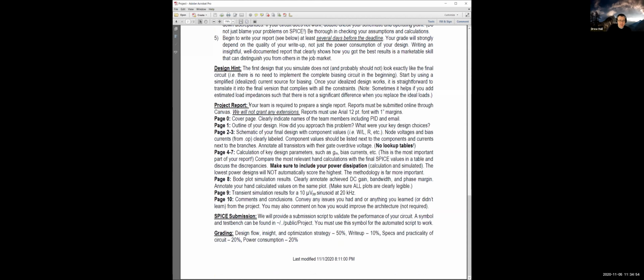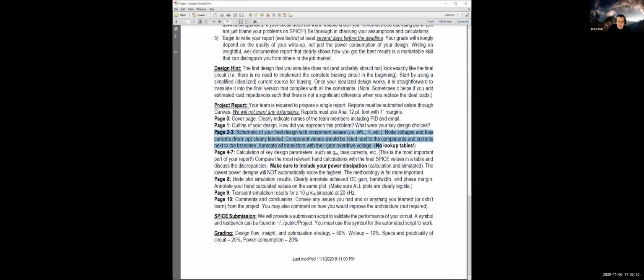All right, and then lastly, your project report. This will be submitted on Canvas. We'll run it through Turnitin to make sure that the reports are unique and that we're not having plagiarism issues. And your project report has to follow this template exactly. No deviations from this. Page 0, this is exactly what I want and only what I want. Page 1 is kind of a free-form page where you can describe your design. How did you approach the problem? What were your key design choices?